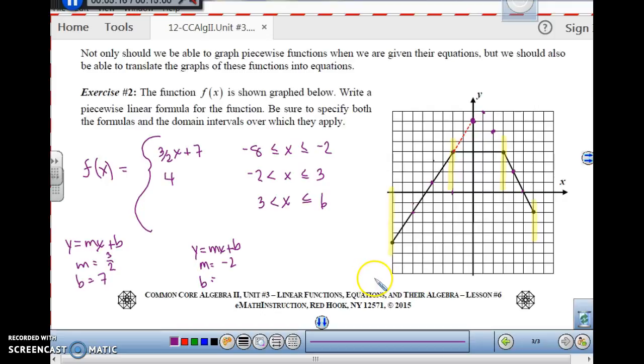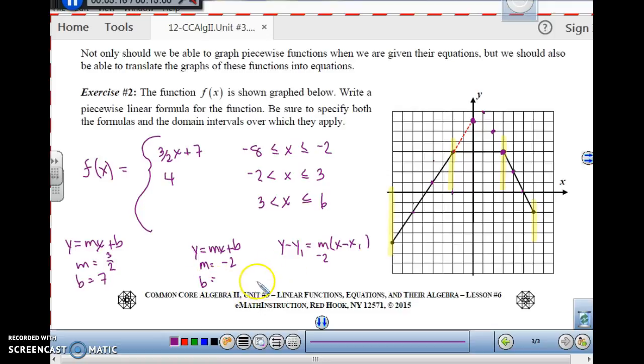However, we can use the point slope formula: y minus y1 equals m times x minus x1. All we need is another point. So we know m is negative 2. I'm going to pick this point right here, and that's the point (3, 4). So I'm going to plug in the point (3, 4) for my x1, y1.